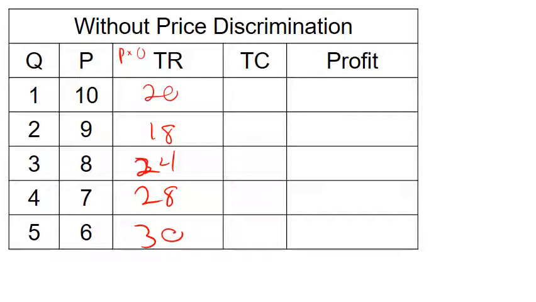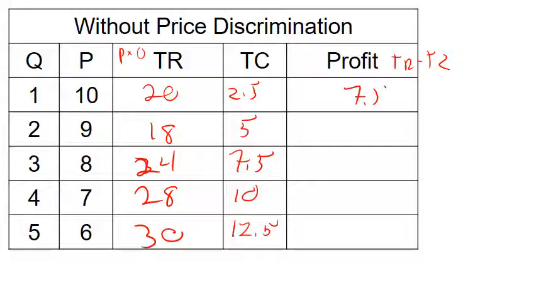We're going to assume that each unit costs $2.5 to produce. The average total cost is 2.5 for any and all levels of output. So total cost goes from 2.5 to 5 to 7.5 to 10 to 12.5. This means that profit, which is total revenue less total cost, goes from 7.5 to 13 to 16.5 to 18 and then down to 17.5.